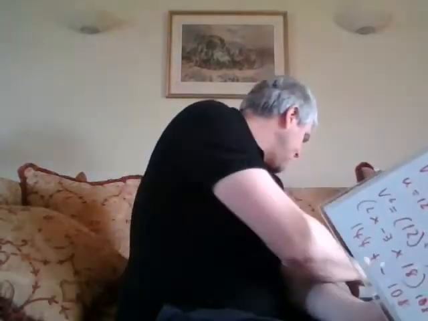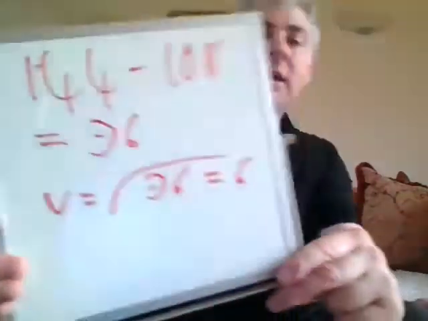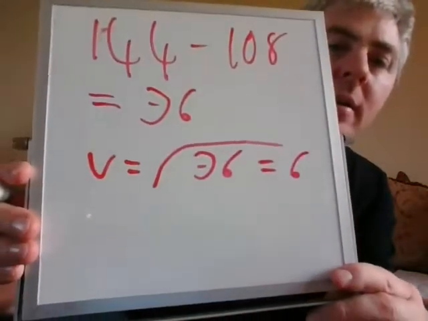And then we just say, 144 minus plus minus, and the plus and the minus, as you know, ends in a minus. So 144 minus 108 gives you 36. So V equals the square root of 36 equals 6. That's the final answer there.